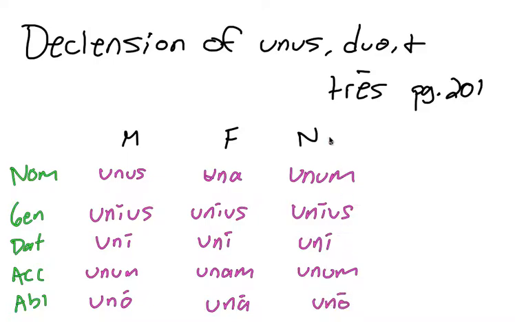So remember that numbers are adjectives, so they modify nouns in case, number, and gender, and unus is declined, and here's its declension. The way to think about this and remember it is that unus is like a pronoun. It has ius in the genitive and i in the dative. Otherwise it looks just like a first and second declension adjective.